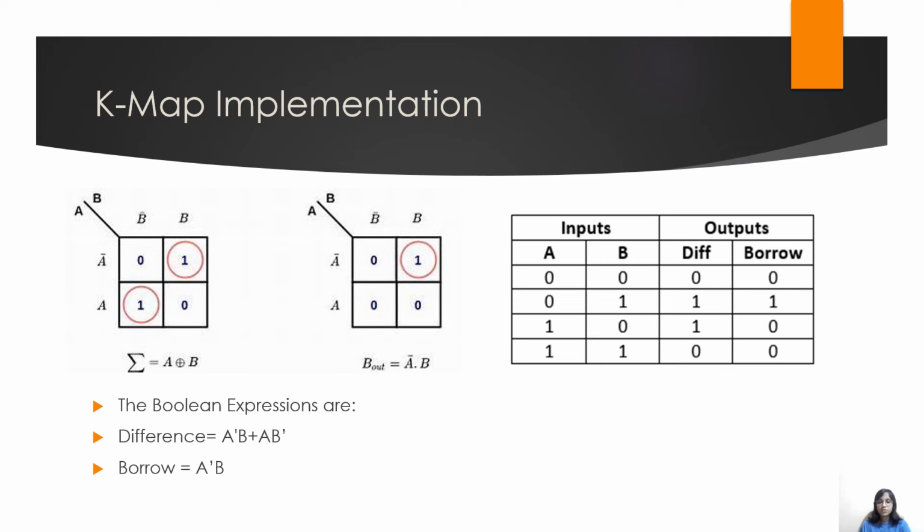For the borrow output, it is 1 when the combination is 0 1. In the K-map, we are going to take it as 0 1 and 0 0. Since there is only one term, the equation would be A bar dot B. So the Boolean expressions are: the difference equation is A bar B plus A B bar, or A XOR B, and the borrow expression would be A bar B.